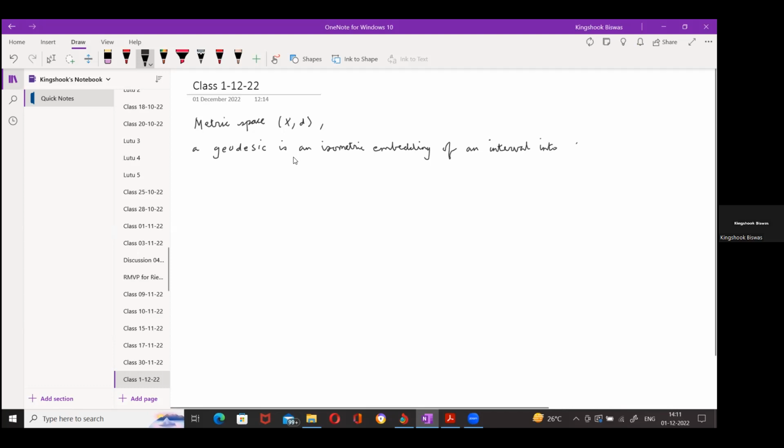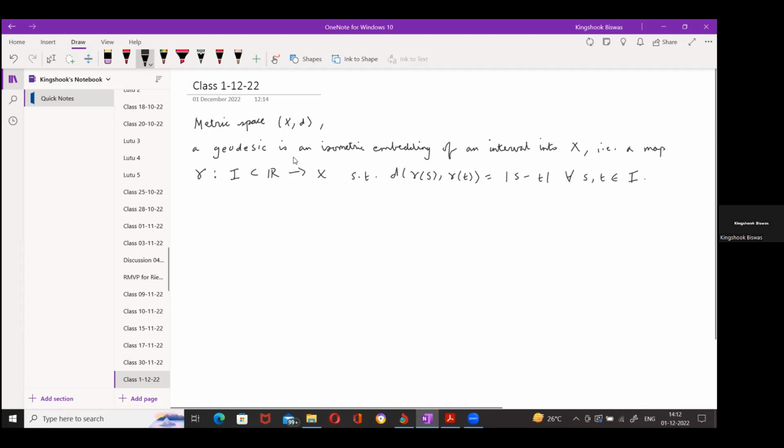So that means a map gamma from an interval in R into X such that the distance between gamma S, gamma T is equal to mod S minus T for all S, T in I. So this is a geodesic in a metric space.